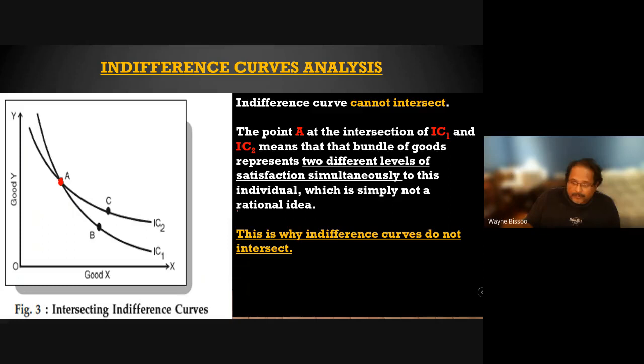So remember, the concepts in economics are based upon the understanding of rationality. So this is not rational. That's why indifference curves cannot intersect, because one bundle of goods cannot represent to one individual two separate levels of satisfaction. That's not logical. And therefore, indifference curves do not intersect. So when you're drawing your indifference curves, you can't allow them to intersect with each other. So far, so good. Everybody understands why they can't intersect?